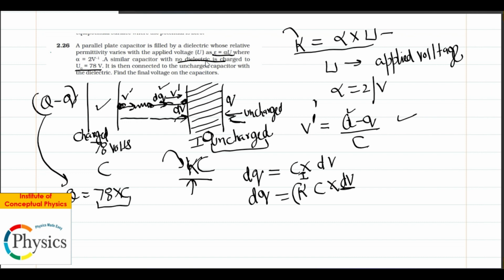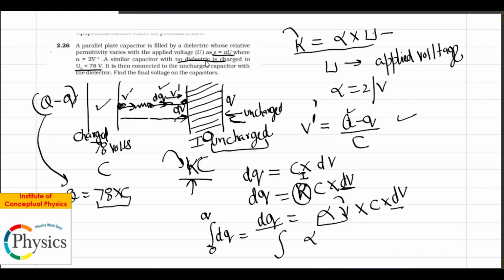But I have a catch here that K is variable. So I will write dQ is equal to alpha V, instead of U, I'm using the value V. So this particular value, which is my K, the dielectric constant, is being written as alpha V. This is my dielectric constant into C into dV. This is my instantaneous charge on the first capacitor with variable capacitance. So my Q, if it starts from 0 and it reaches Q, becomes integral of dQ and integral of alpha V dV and C.